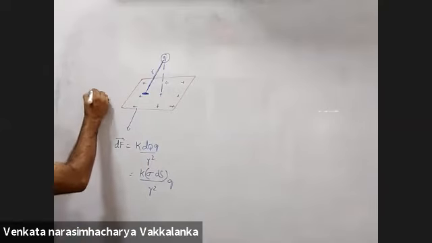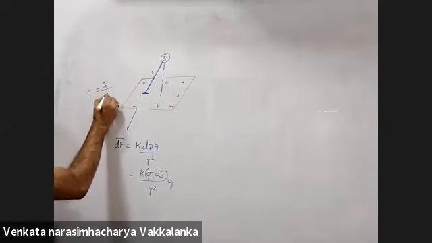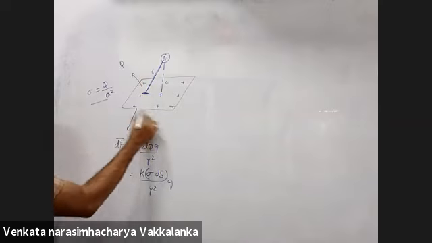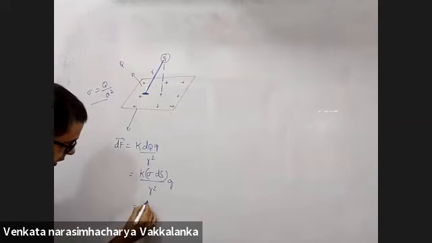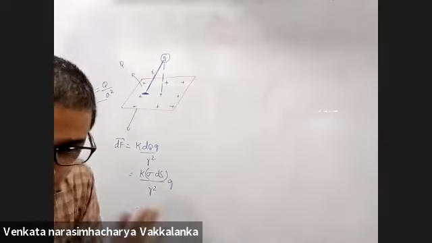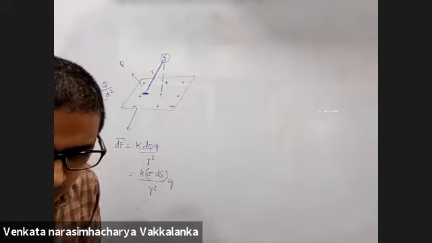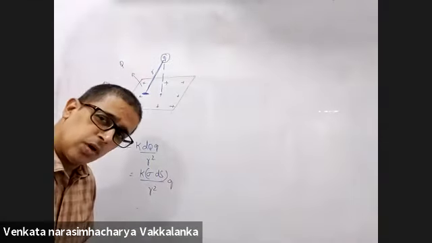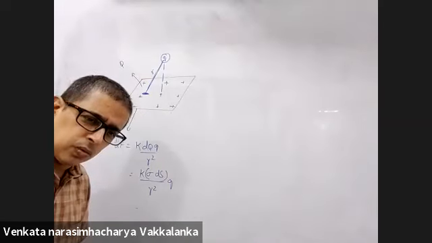Sigma dS. What is sigma equal to? Q by small a square. The total charge on this is capital Q. It is a square plate of edge length a. Sigma is Q by small a square. Right? So far, so good. Yes or no? Yes, sir.